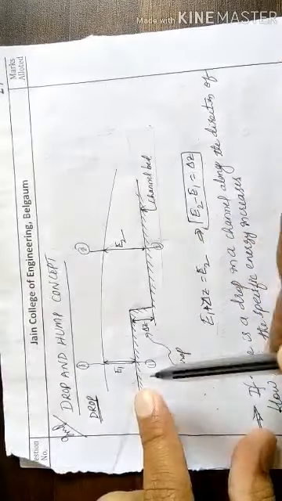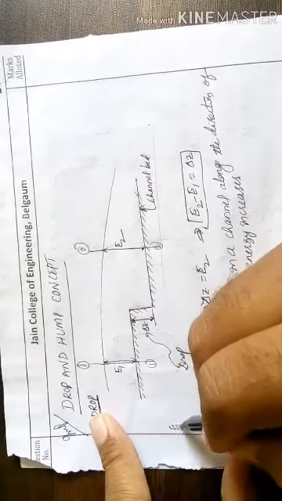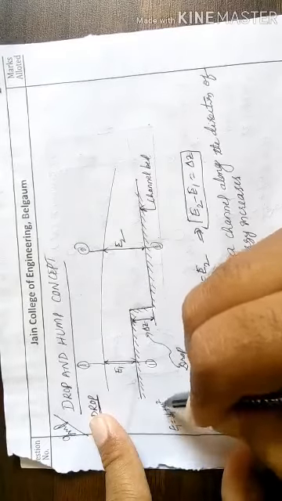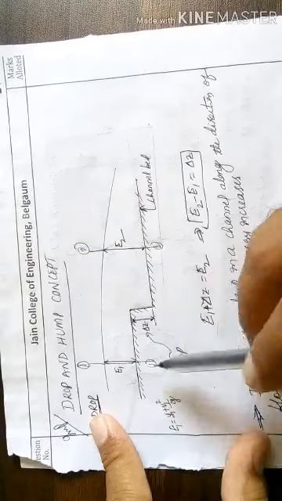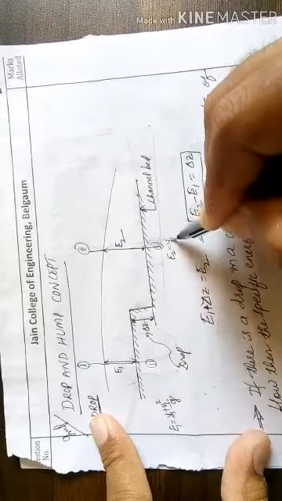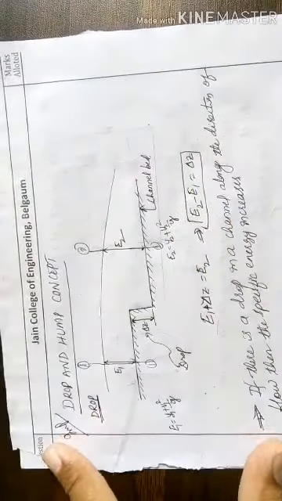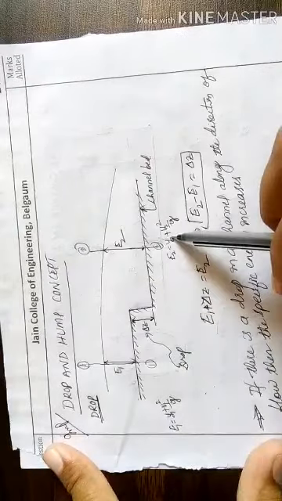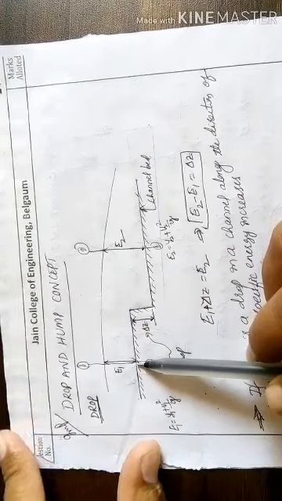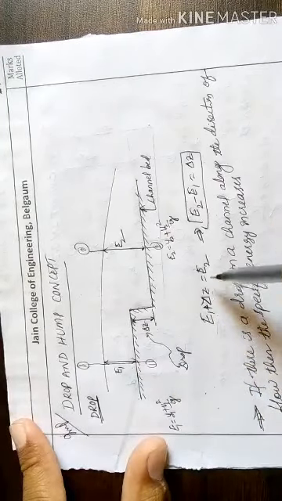Then one can easily write the energy at 1. Energy at 1 can be written as y1 plus v1 square by 2g. That is specific energy. We are measuring with respect to the channel bottom. And E2 can be written as y2 plus v2 square by 2g. So this is the energy at 1 and energy at 2. By looking at the figure, one can easily write E1 plus delta Z is equal to E2.